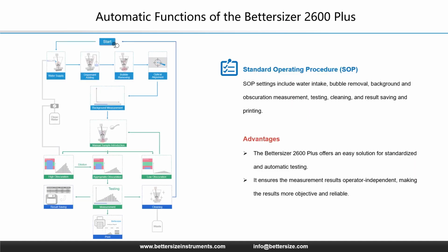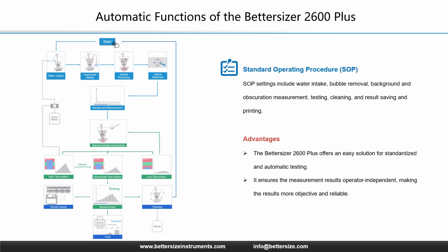This flowchart represents the complete removal of human variability. Once you press Start, the SOP takes physical control, executing a sequential chain from auto-alignment to background measurement without operator intervention. Crucially, observe the intelligence at the sample introduction phase.